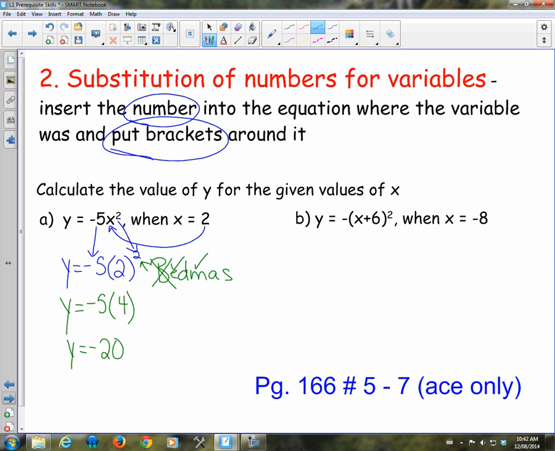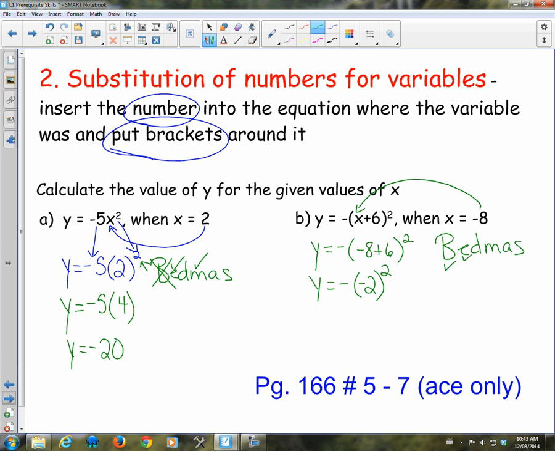If I look at my second example, it's a little more complicated. Same idea. I'm going to take out the x, and I'm going to put in negative 8. And we're going to remember BEDMAS. This time, brackets. There is a calculation inside the bracket for me to do. So I'm going to do my brackets first. And the calculation is negative 8 plus 6, which is negative 2.